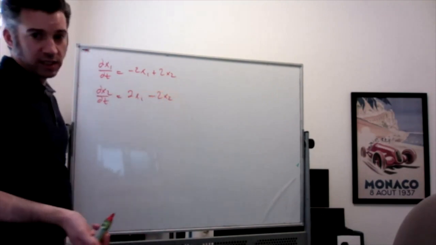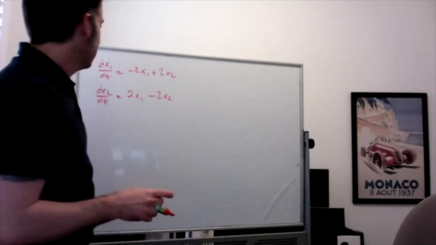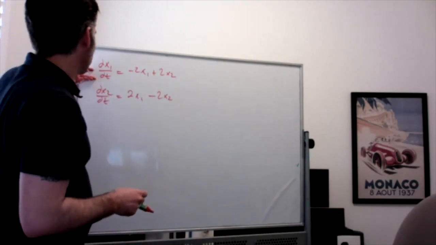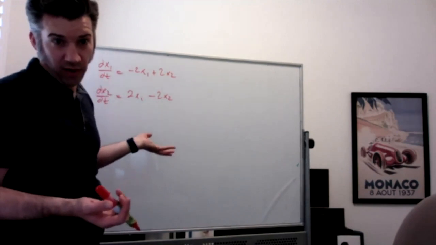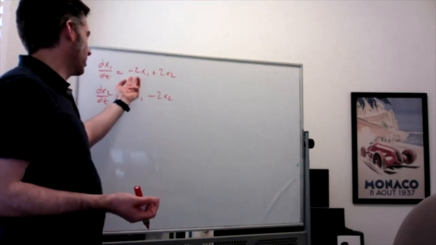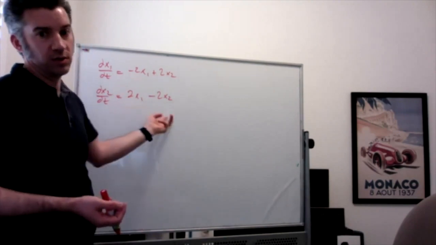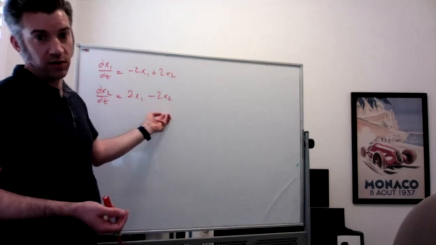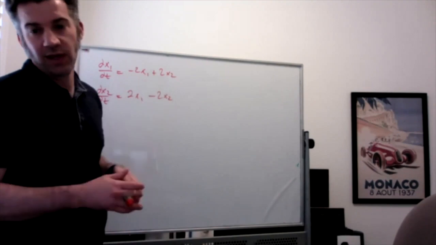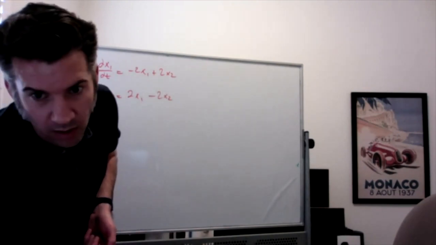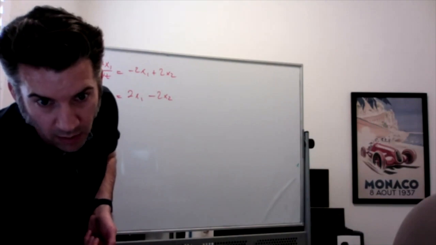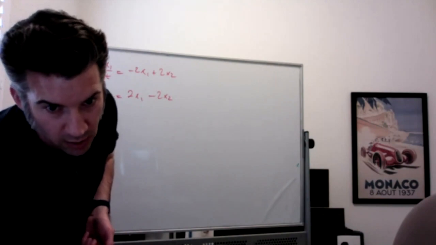So I suppose it is reasonable to have a system like this, where essentially the amount of stuff going from x1 to x2 and the stuff from x2 to x1 is the same. You're losing 2x1 from x1, it's going into x2, and you're losing 2x2 from x2, and it's going into x1. So it's not an unreasonable system to have. Let me make this a little bit smaller here.